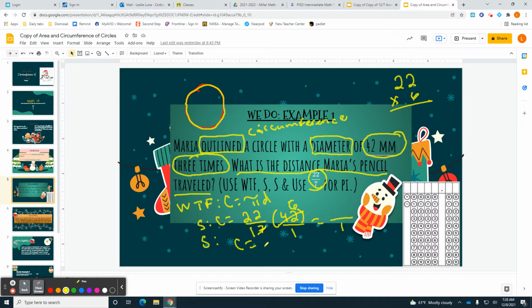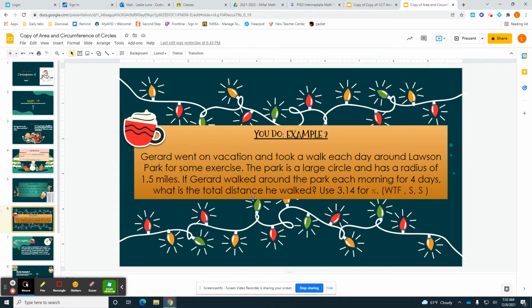But are you done? No, it tells you that she outlined the circle 3 times. So if she outlined the circle 3 times, that means you have to take this and multiply it by 3. So whatever you get here, you're going to bring it down here and then multiply by 3. All right. So finish that up. Then you are going to do this you do. So go ahead and pause your video, complete this you do, and then come back.